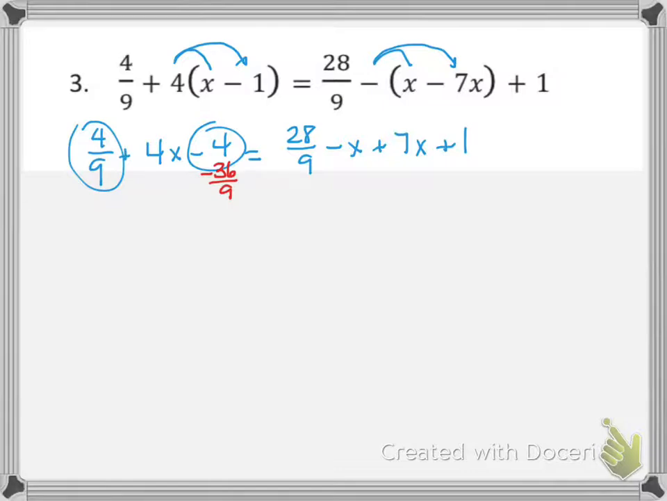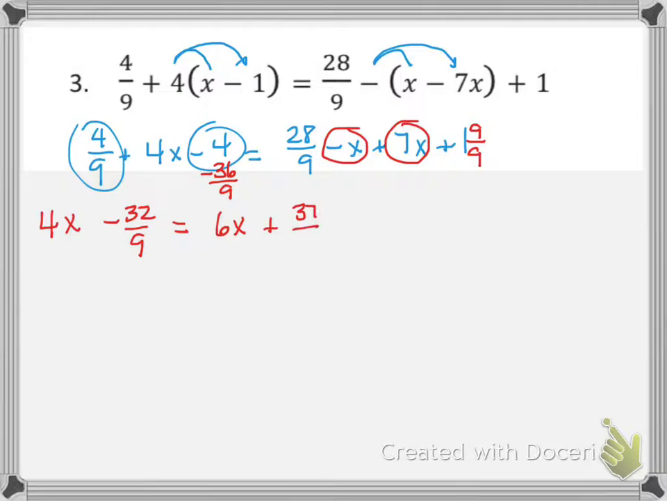Then I put the positive 4 and the negative 36 together, and I get a negative 32 ninths. There's my fraction. And then 4x. So 4x minus 32 ninths on the left side. On the right side, I can first put the x's together. So 7x minus 1x is 6x. And then this would be 9 ninths if I change that into ninths. And then I can add, and I get 37 ninths. So plus 37 ninths.